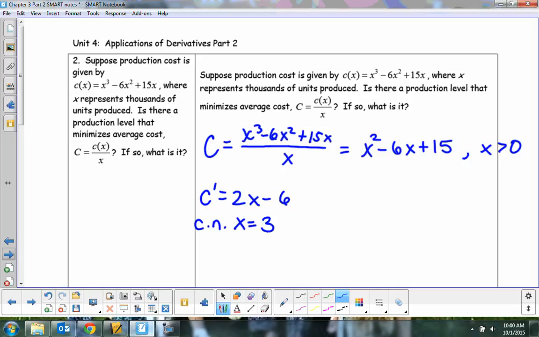You get a critical number of 3. Okay, keep going. You're trying to check that 3 is a relative what? Then you can use the first or the second derivative test. I don't care. You do not need both. Second derivative is super easy to find here, but first derivative test isn't that bad either.